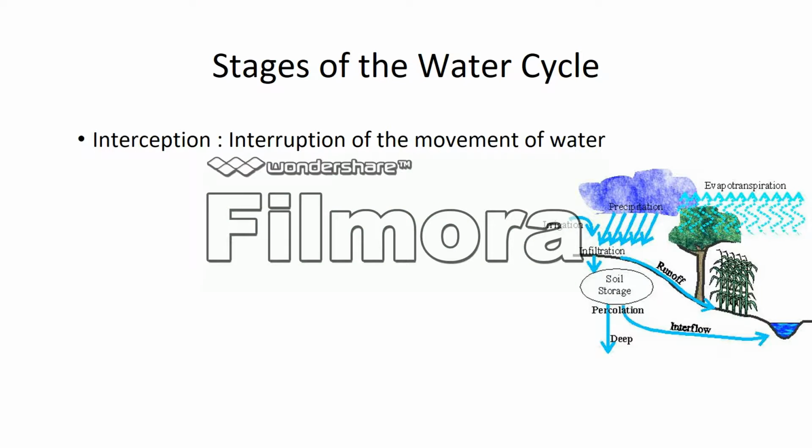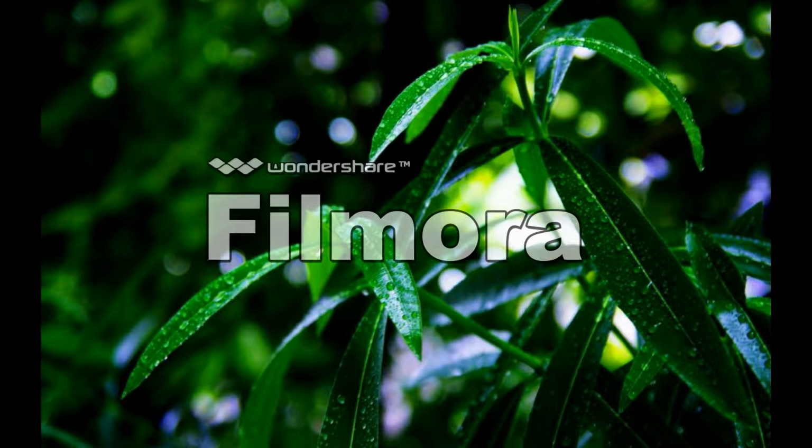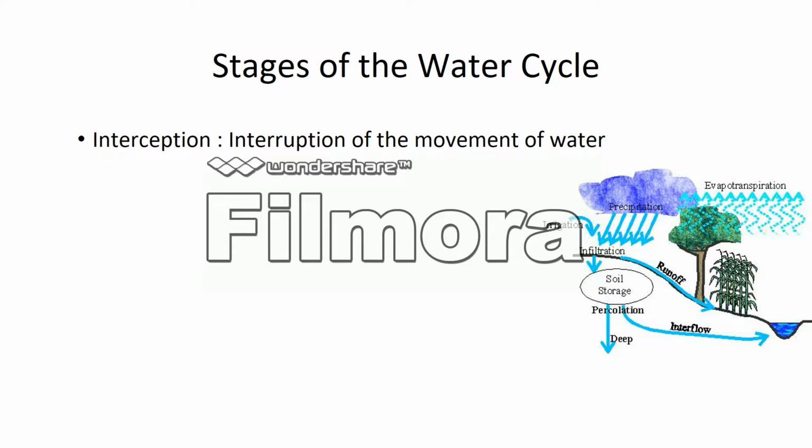As precipitation is leaving the clouds, it can experience one of two things. It can reach the Earth's surface, or it can be intercepted, where interception is the process of precipitation falling from clouds and not reaching the Earth's surface because of trees, leaves, and other things.